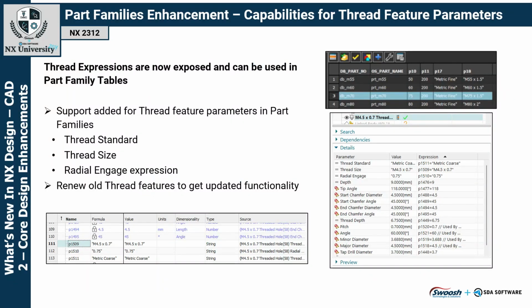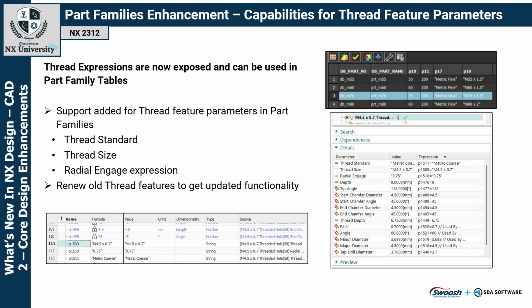First item we'll begin to look at here is going to be part family enhancements, the capability for thread feature parameters to be added to your part families. So thread expressions are now going to be exposed and can be used inside of part family tables. This is introduced in NX 2312, and this is going to allow for the support to add thread feature parameters inside of your part families.